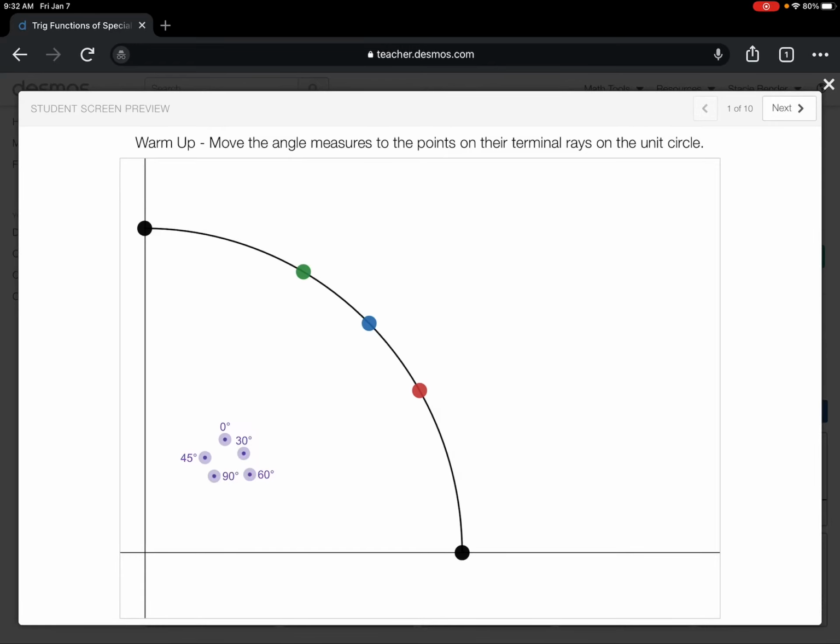Okay, this is just a quick video on reference angles. Hopefully you had a chance to go to the trig functions of special angles activity in Desmos. This first slide asks you to warm up by moving angles near the points in the terminal rays of the circle. So we have these numbers, these purple points, and we're trying to figure out where they go.